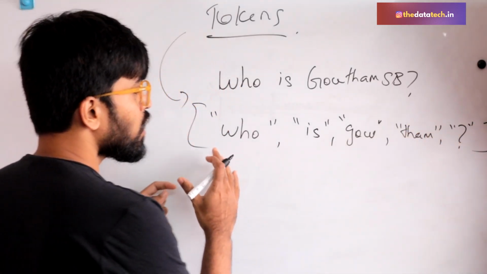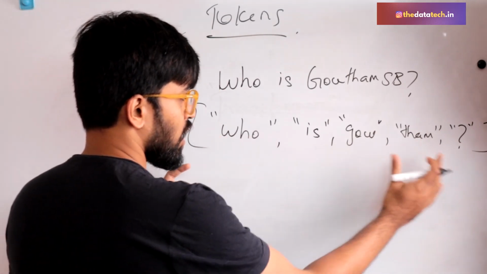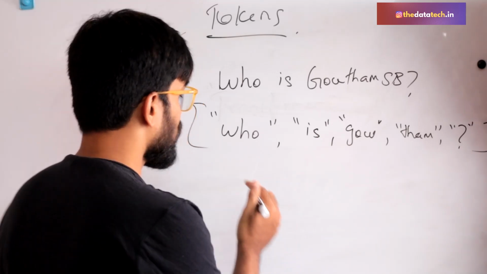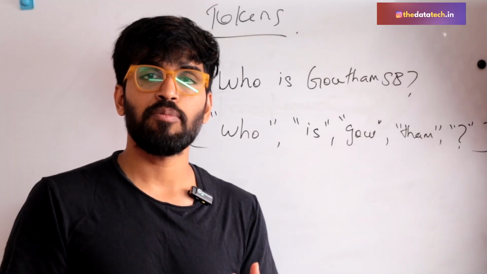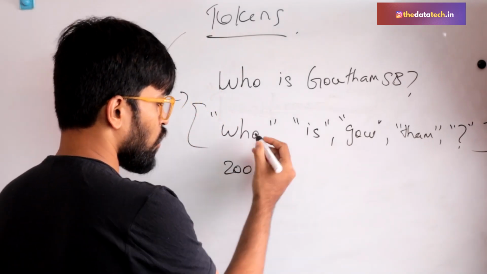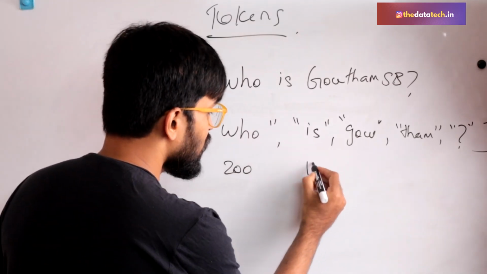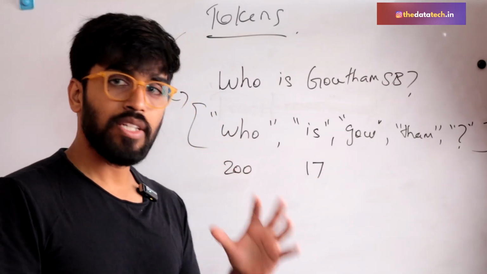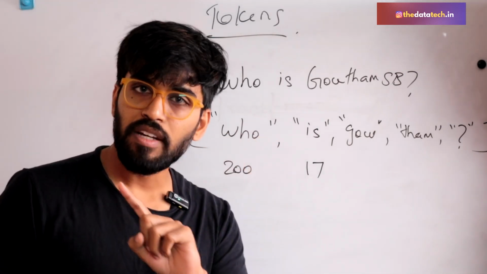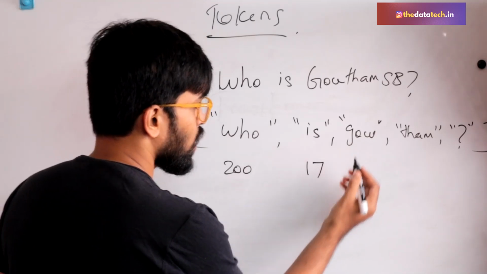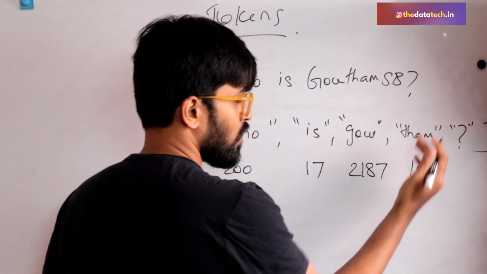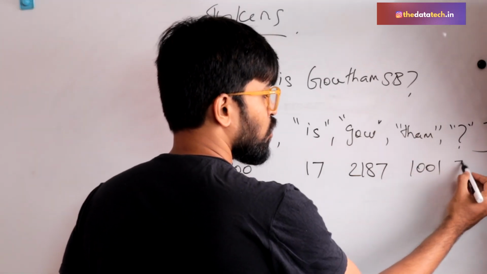When the tokens get generated like this, it then assigns a unique number to each of them. This number is generated by which process? I will tell you all of that. Imagine it generates some number for who, which is 200, and for is, 17. Whenever who comes, the number is always going to be 200. The number will never change. For Gau, it is going to be 2187, something like that, 10014 for tam, and for the question mark it could be 78.